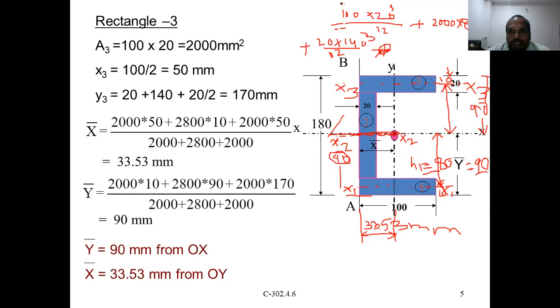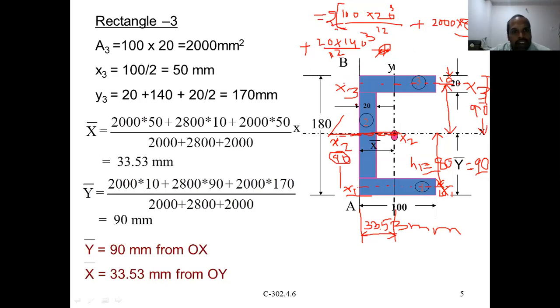So instead of writing again here, I am multiplying this one with the 2. Okay, 2 times, because this one is the same, right? Now it is nothing but IXX of the total figure, right? Done. That's how we have to calculate the IXX, right?